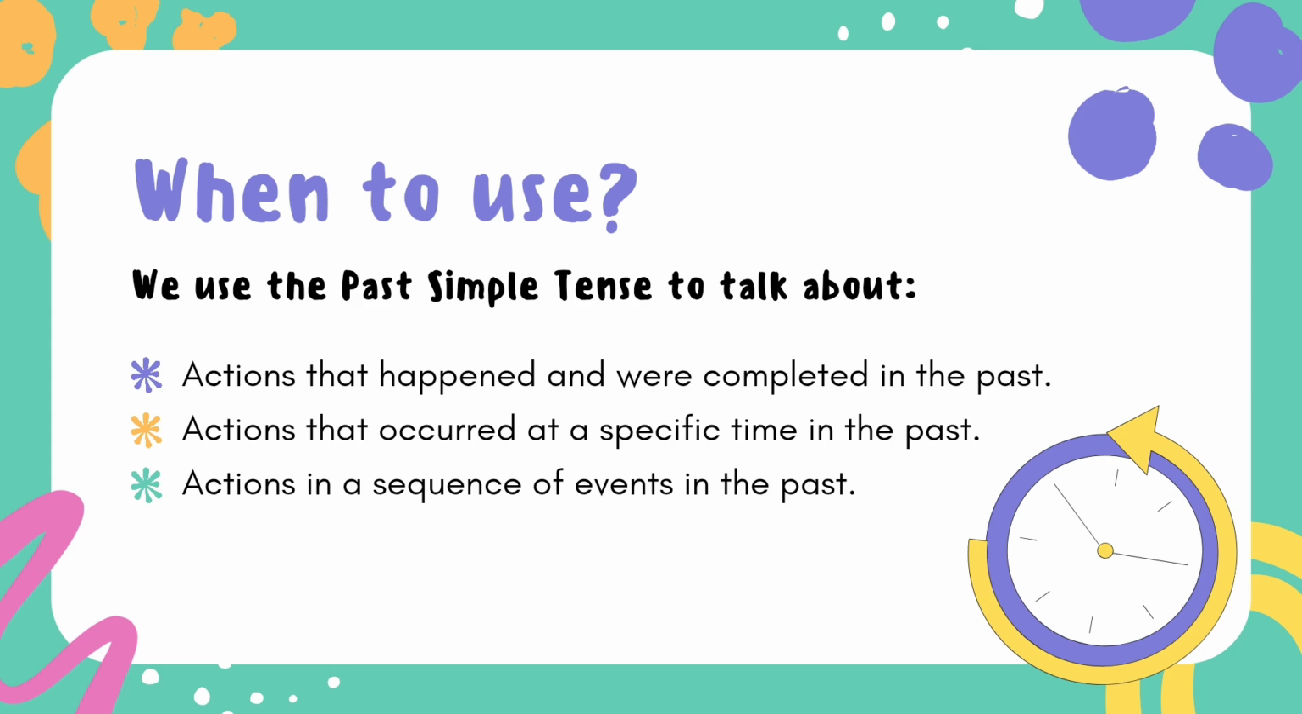When do we use the past simple? We use the past simple tense to talk about actions that happened and were completed in the past, actions that happened at a specific time in the past, and actions in a sequence of events in the past.